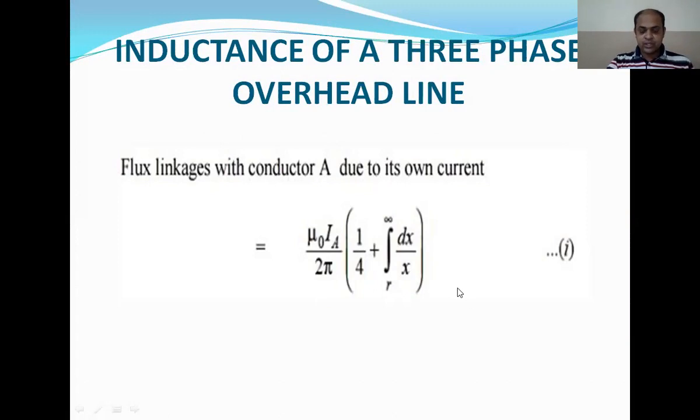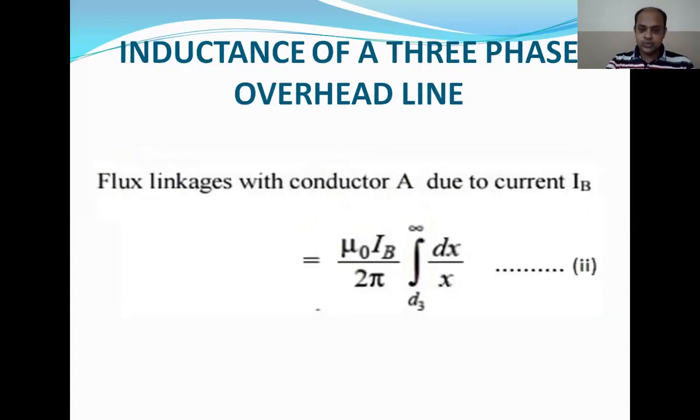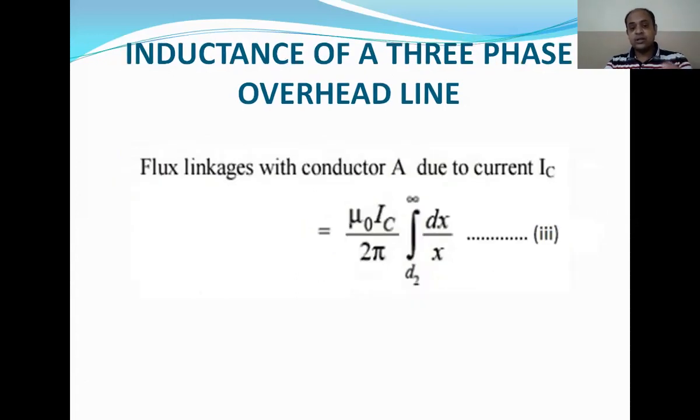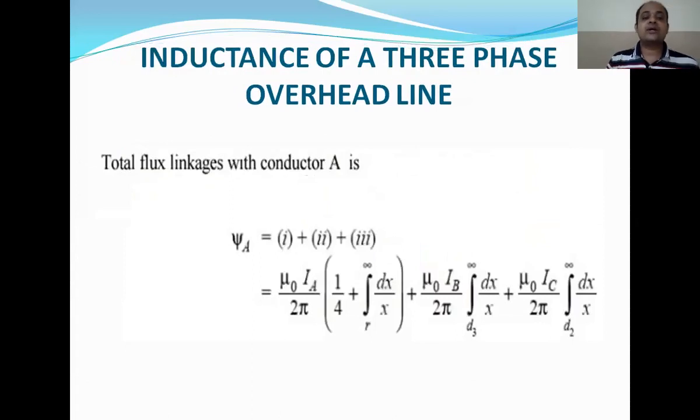In equation 1, the internal flux linkage and external flux linkage of conductor A is there. Next, in equation 2, this is the mutual flux linkage, where conductor A is mutually connected with conductor B. This is the equation where conductor A is mutually connected with conductor C. With the help of these three equations, we can find the total flux linkage of conductor A. If we consider the total flux linkage of conductor A as psi A, it is nothing but the summation of all these three expressions.